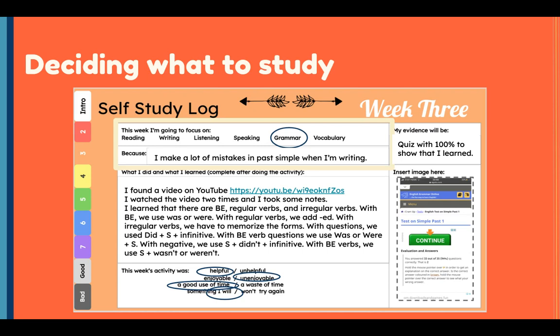Here's an example study log. Deciding what to study, that's the section at the top. You can see the student circled grammar and wrote, because I make a lot of mistakes in past simple when I'm writing. So the student's going to study grammar to help the grammar when they're writing.